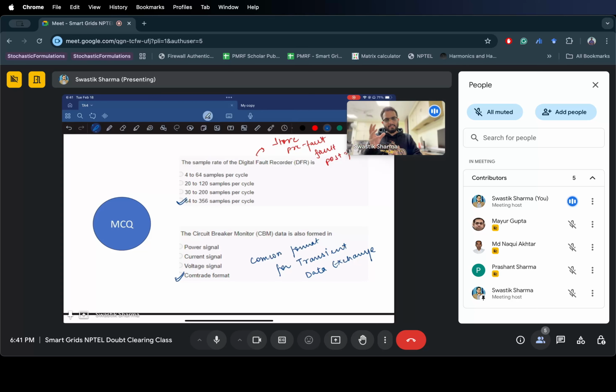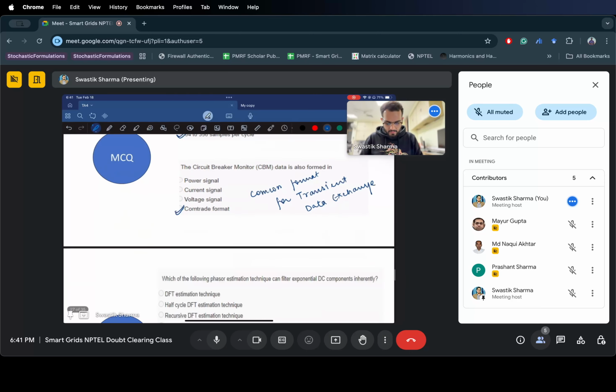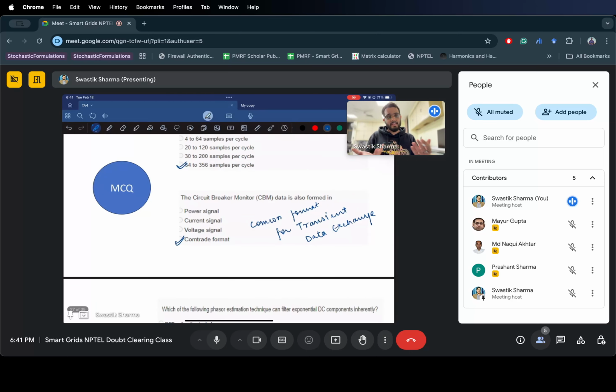So all the data, whether circuit breaker monitoring data, digital fault recorder data, digital protective relay data, or even IEDs data, is stored in this Comtrade format as specified in the standard. You don't store in just any format like a .dat file or a .json file. It's stored in a format which is specified in the standards, and that you have to follow.